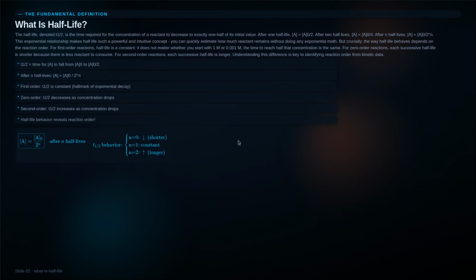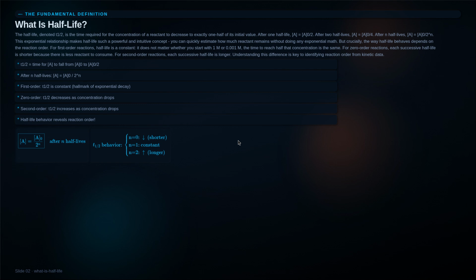The half-life, denoted T1/2, is the time required for the concentration of a reactant to decrease to exactly 1/2 of its initial value. After one half-life, concentration A equals A0 over 2. After 2 half-lives, A equals A0 over 4. After n half-lives, A equals A0 divided by 2 to the power n.